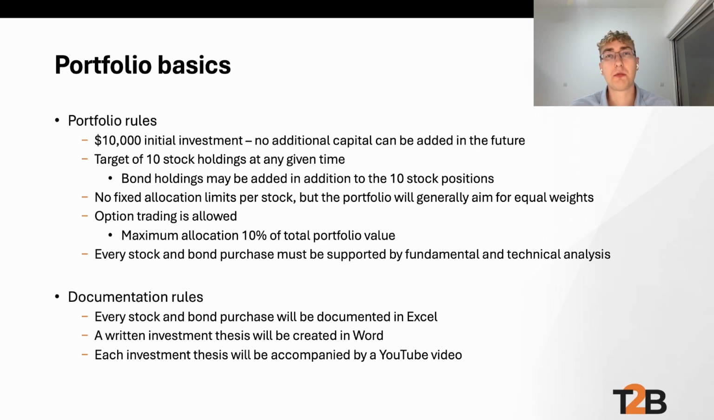And as I have also said, option trading is allowed, but there are some restrictions. Option trade margin can't exceed 10% of the portfolio value. And the main thing that we have to look out for is that every investment thesis, either to buy or sell, has to be supported by fundamental and technical analysis. We'll also document this in the YouTube video. I must add that to buy, it definitely needs one, but to sell, it's typically already in the buy thesis, as my methodology is very technical and I look for selling opportunities already before when buying into the trade.